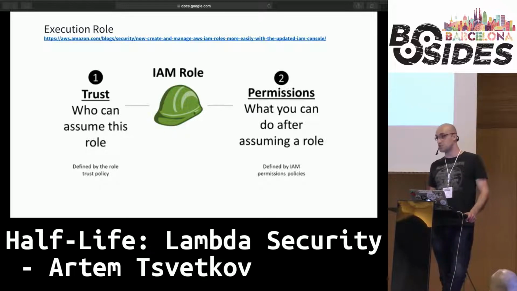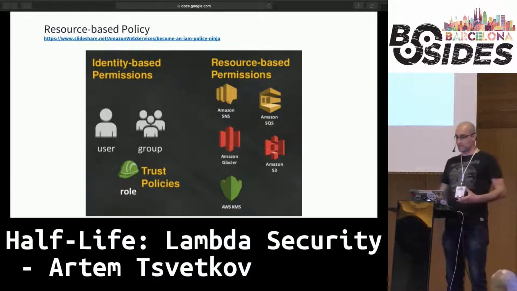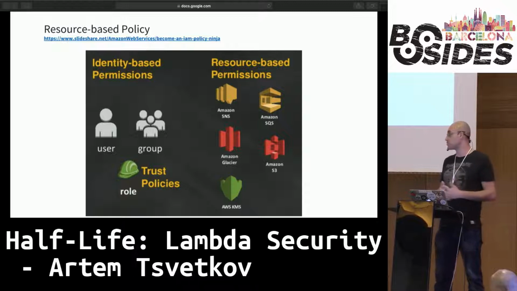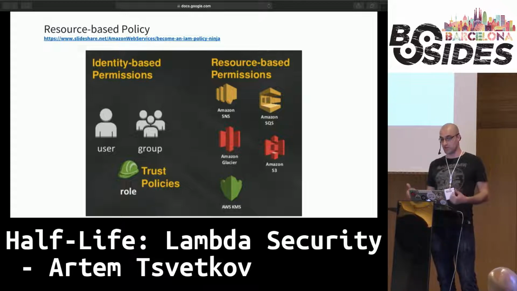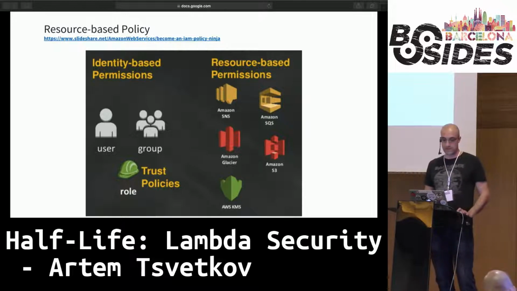Lambdas run with an execution role, which basically identifies the function and controls its access to AWS resources. And apart from this identity-based execution role, other resources, including a Lambda, also have a resource-based policy, which also specifies what are the event sources for this function and what you can do with it.